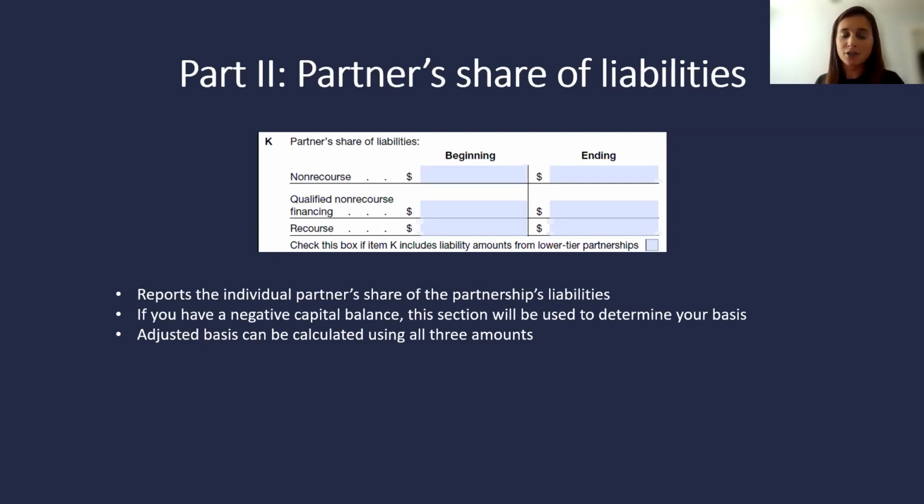More or less, you can glaze over this section as long as your capital balance is positive. It really becomes more applicable if you have a negative capital balance because then it's used to determine your basis. That's something that you should go over with your tax CPA or a professional, and the adjusted basis would be calculated using all 3 amounts or whatever amounts actually include the information.